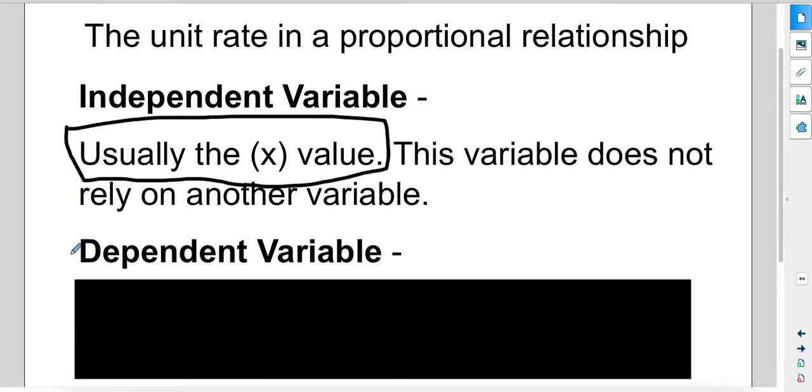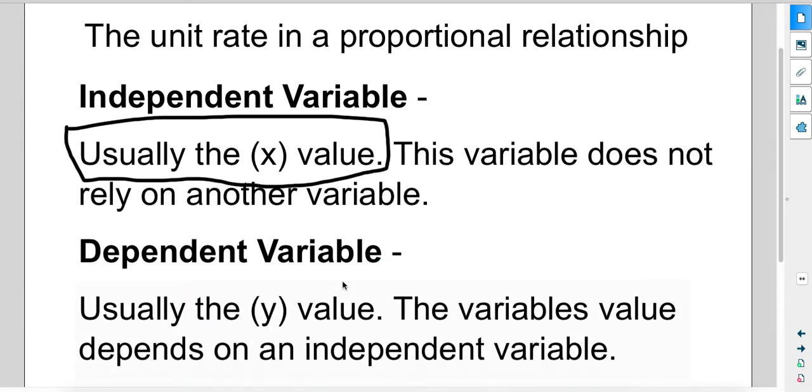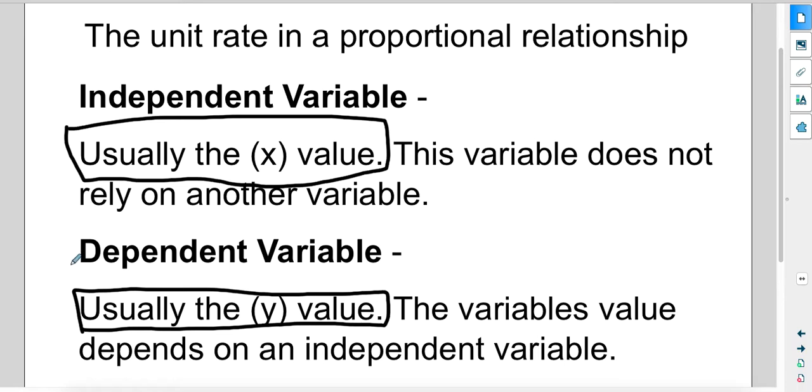The dependent variable is a little bit different, and the reason is because instead of the x value, it's considered the y value. And that variable's value depends on the independent variable. So if there's no independent variable, the dependent variable won't know what to do. So make sure that you also note that the fact that it's the y value is also very important.